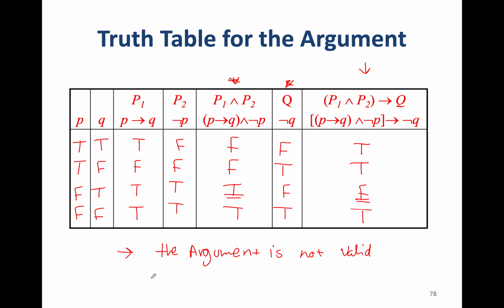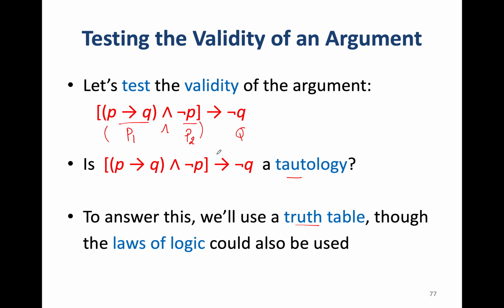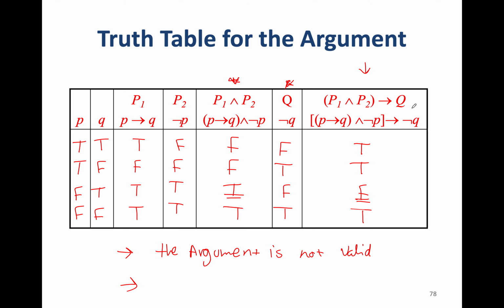This is one. Two, we have the question: is this argument a tautology or not? If we look here, you will find that all the truth values of the final argument are true, true, true, while I got false here. So also the argument is not a tautology.